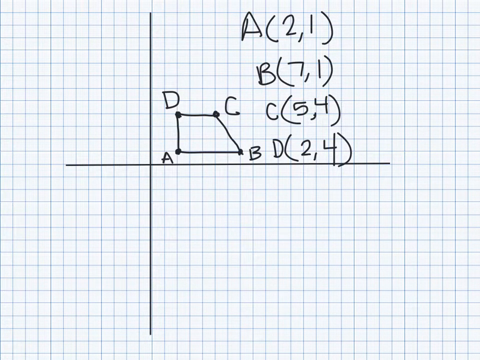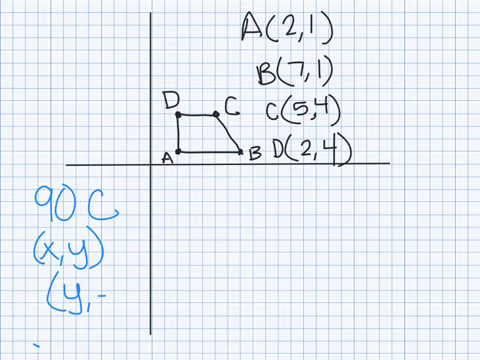Okay, here's a trapezoid again. This time I've already given you the ordered pairs, and we're going to do a 90 degrees clockwise rotation. So for 90 degrees clockwise, we are going to take our (x, y), and it is going to become (y, negative x). Because instead of giving the y the negative sign like we did with a counterclockwise rotation, whatever goes from the original x into the y spot, now that's what becomes negative.